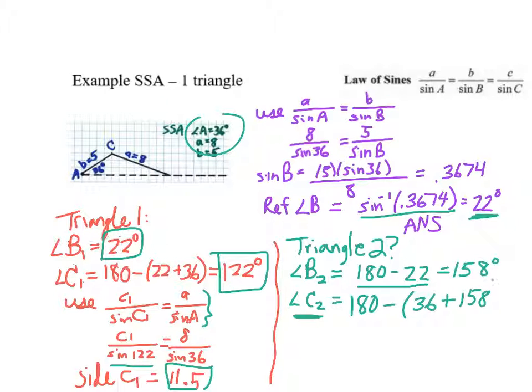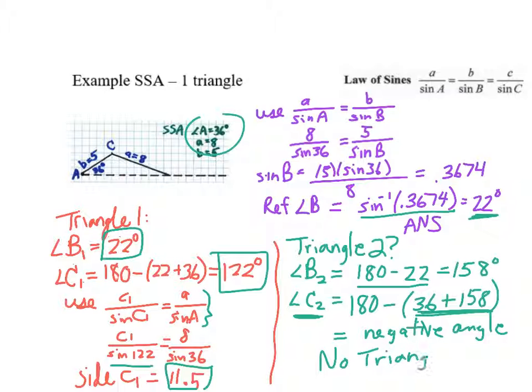Now you might be seeing this already, but what happens is this is impossible because you will get a negative angle. So you can either stop when you get a negative angle, or when you see 36 plus 158 is already greater than 180, you know that's not possible. So you stop, and there is no triangle 2, and you're done.